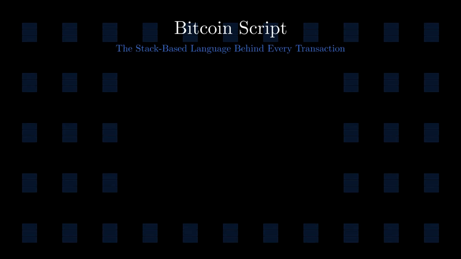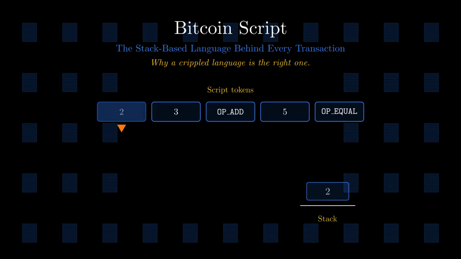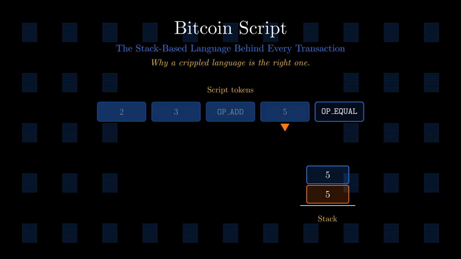Bitcoin's programming language can't loop. It can't store a variable. It would fail any introductory computer science course, and that is precisely why it works. This deliberately crippled language is what lets tens of thousands of computers around the world agree every single time on whether a transaction is valid.